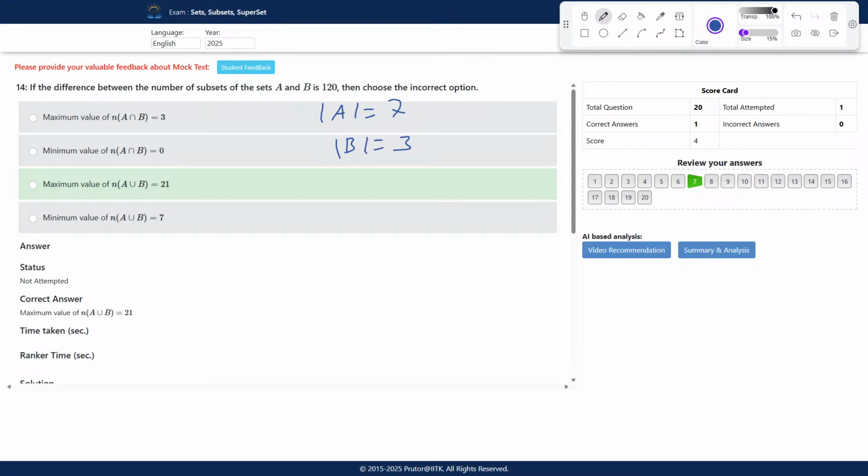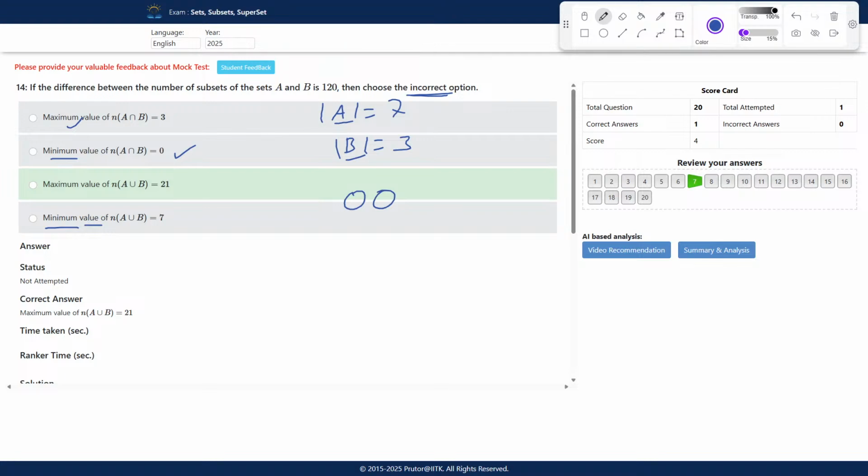Clear? Now in the best case, the intersection will be the common elements. So the maximum value of the intersection will be 3. So this is correct. But we have to find the incorrect one. So this is true. Now minimum value of intersection of A and B. Yes, we can have the situation where A and B both sets are disjoint. Yes, so this is also true. Might be a possible case. For the last, the minimum value of A union B. Very simple.